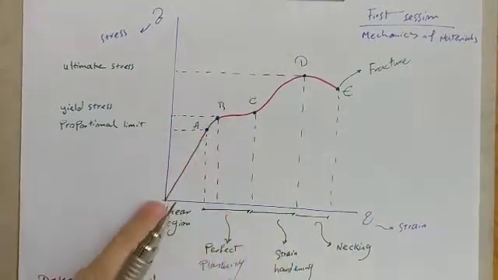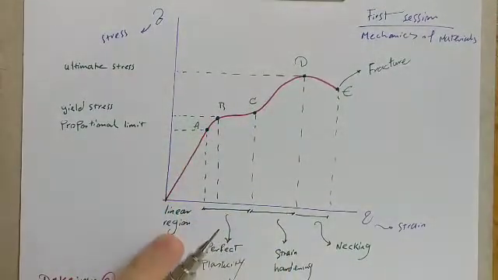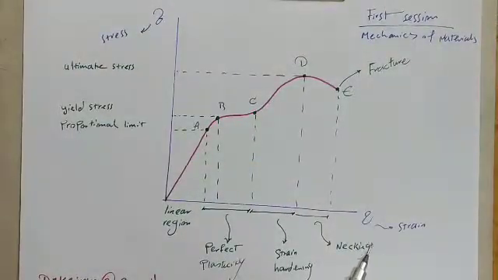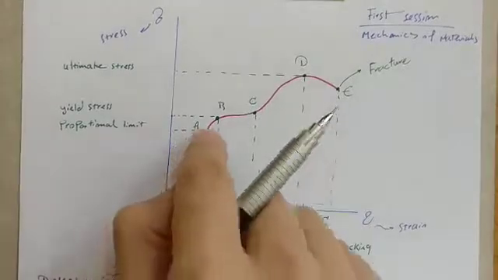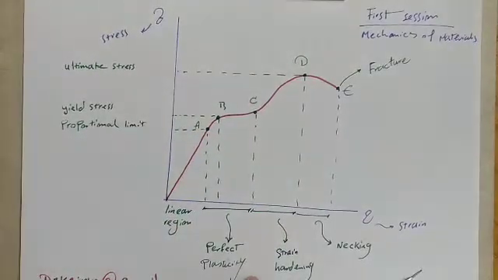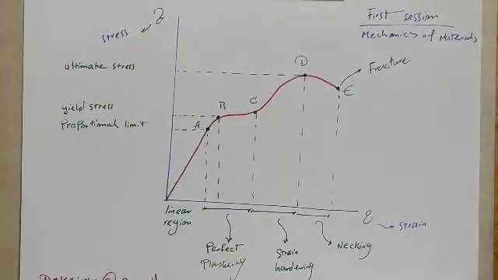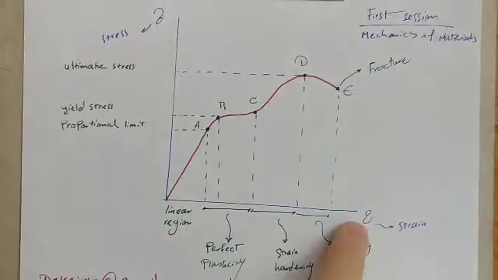This part we call the linear region. In this region we have the same slope all the way to point A, and it's the elastic part. It's very useful for the next sessions because we will talk about Young's modulus, the tangent of this linear part, and the relation between sigma and epsilon.